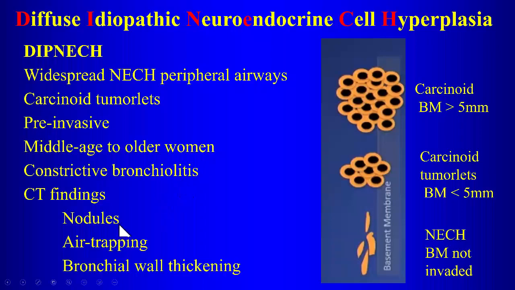So these patients can have nodules, air trapping, and bronchial wall thickening. In neuroendocrine cell hyperplasia, the basement membrane is not involved. With carcinoid tumorlets, there's a little bit of involvement of the basement membrane. What differentiates this from carcinoid tumor is there is more invasion of the basement membrane. So diffuse idiopathic neuroendocrine cell hyperplasia, or DIPNEC, can give you multiple nodules and air trapping.